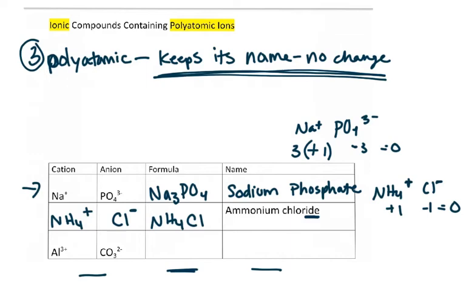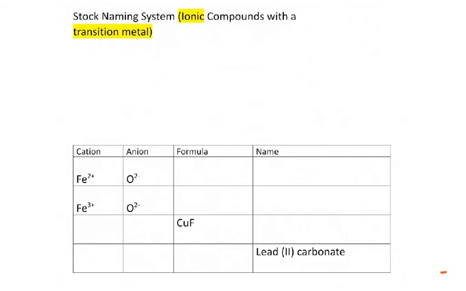Last one, I have aluminum, which is 3+, and carbonate, which is 2-. So here I have 3+, and here I have 2-. They don't equal 0. So just like before, I need to think of their lowest common multiple, which is 6. So I'm going to multiply my 3 by 2. So I'm going to have 2 aluminums. I'm going to multiply my -2 by 3. So that's going to give me +6 and -6, which equals 0.